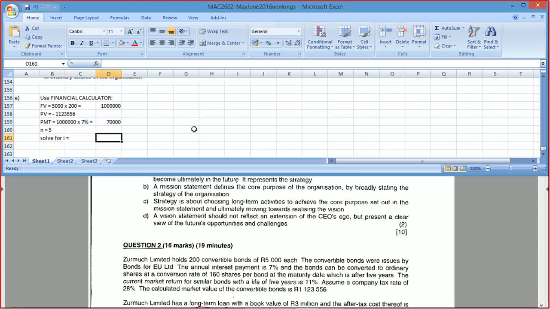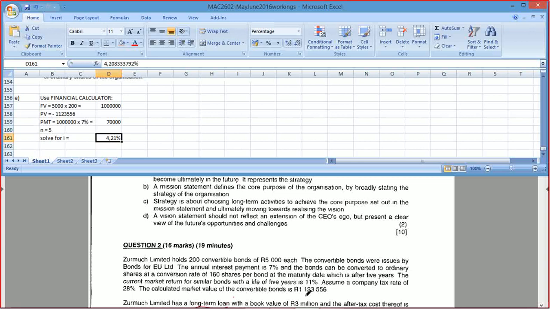Solve for I. On your calculator, go to the compound interest formula. N is 5, I is what we're solving for. PV negative 1,123,556. Payment 70,000. Future value $1 million. Solve for I. I get 4.2083333792%. Okay, is that correct? Yes, it is.